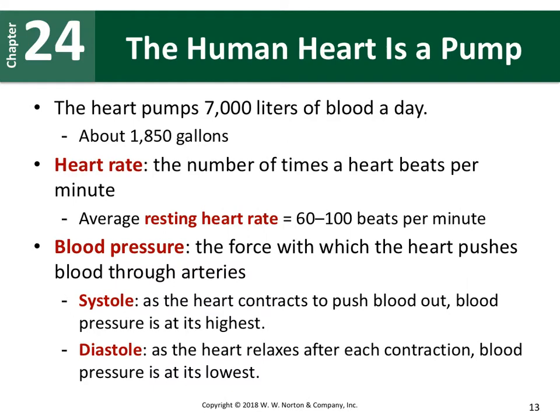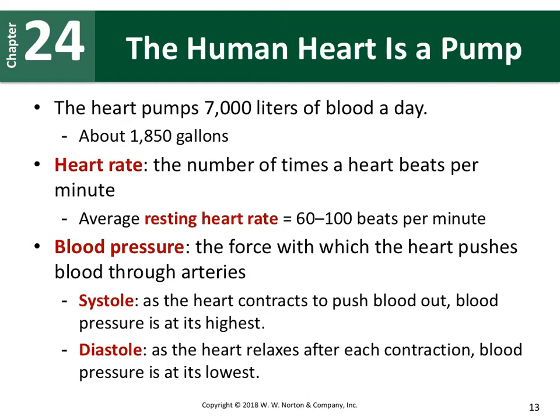The number of times a heart beats per minute is the heart rate. Resting average heart rate is 60 to 100 beats per minute. Anything usually over 90 is called tachycardia. Athletes and people in really good shape tend to have lower heart rates and lower blood pressure.